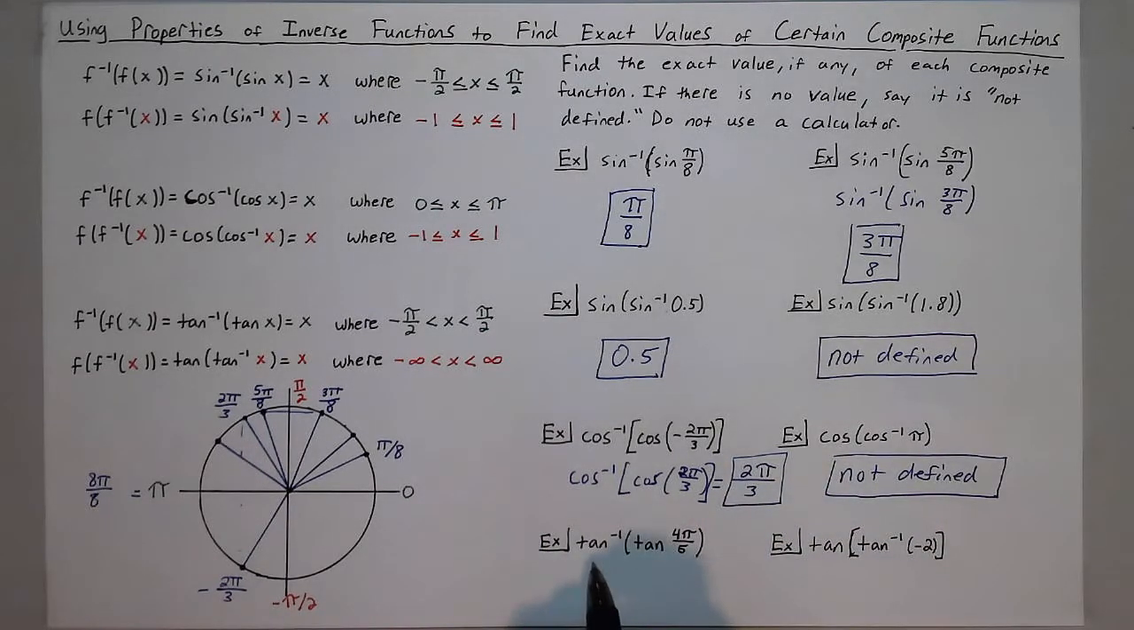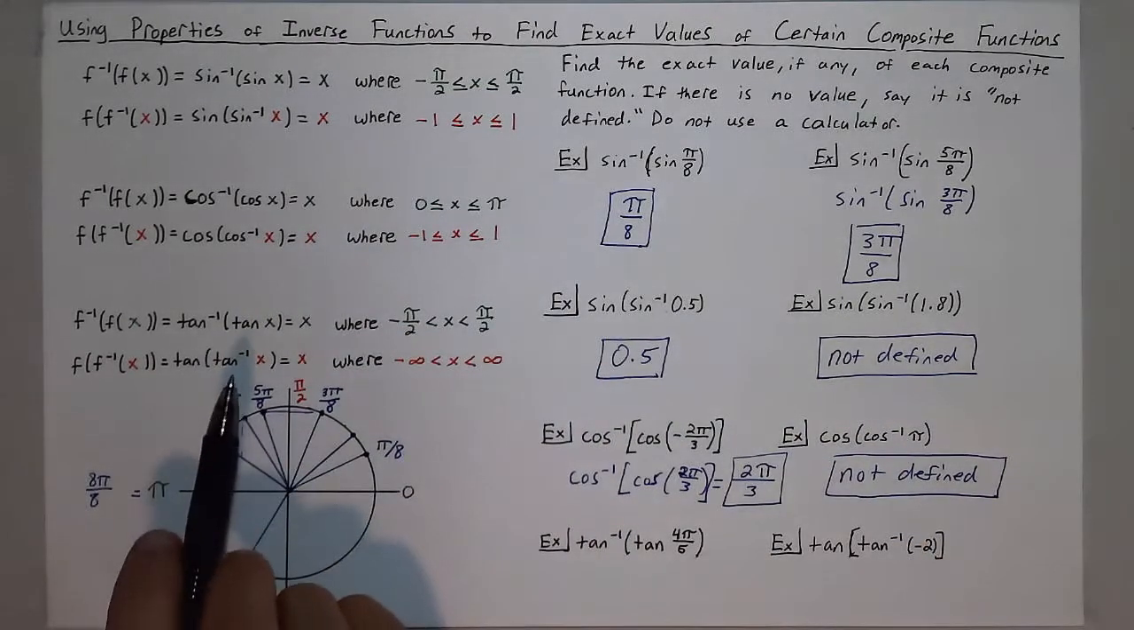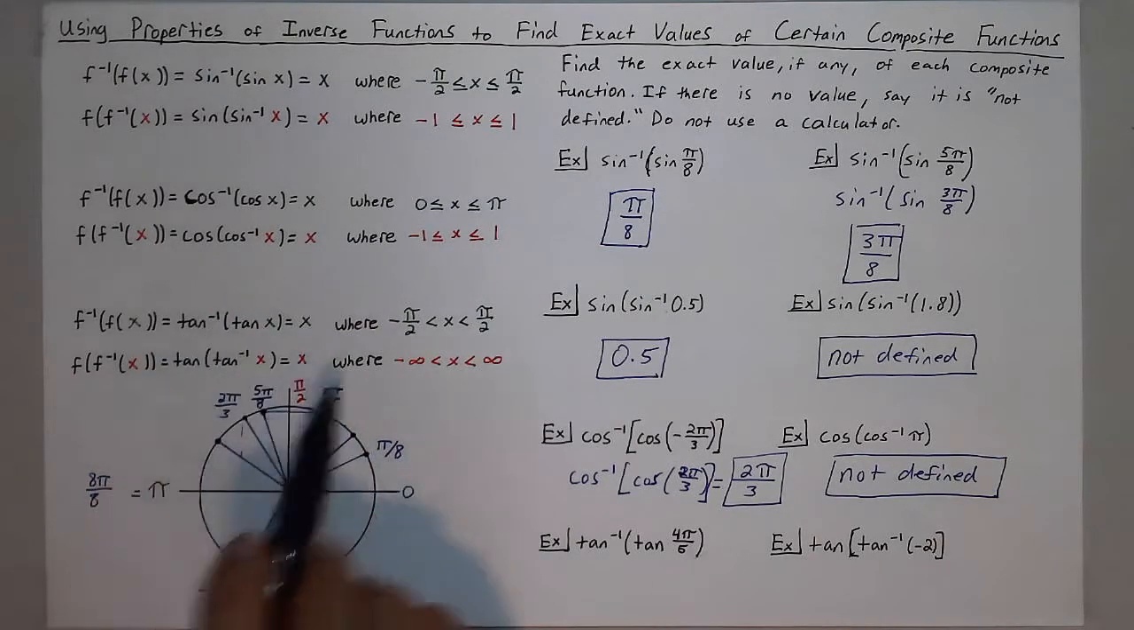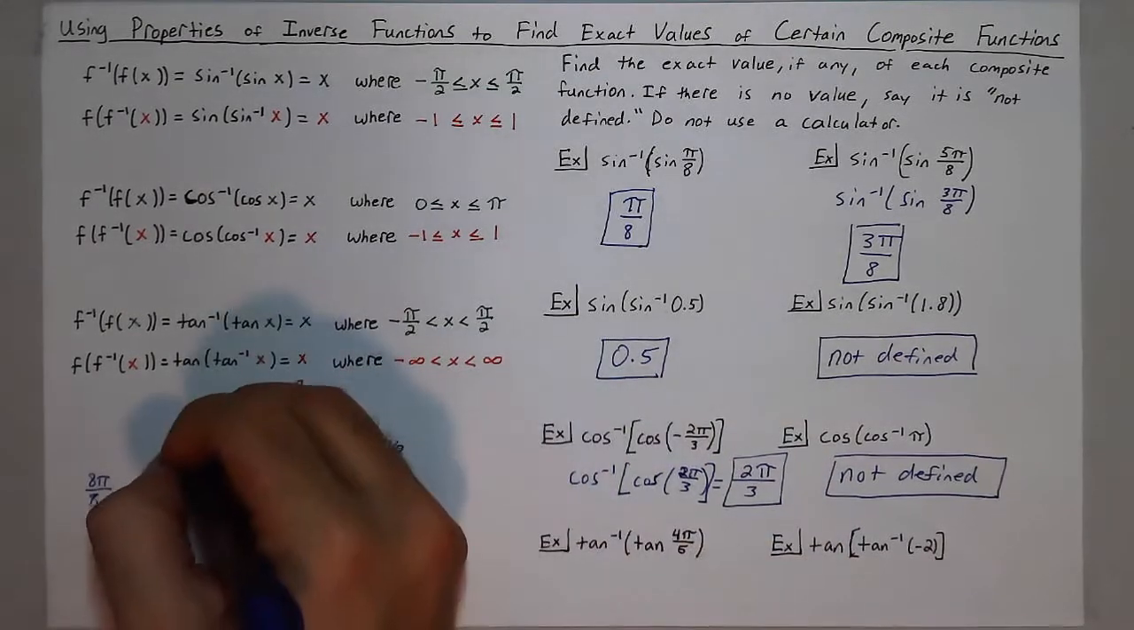Next up, we have tangent inverse of tangent of 4 pi over 5, which again, tangent inverse is the outer function here, so it comes second. So I'm looking at, is 4 pi over 5 in the range of tangent inverse? So I'm going to look at the range here: negative pi over 2 to pi over 2, so I'm somewhere in here. But 4 pi over 5 would be over in this direction.